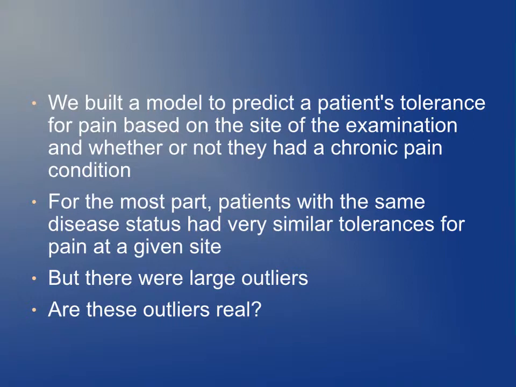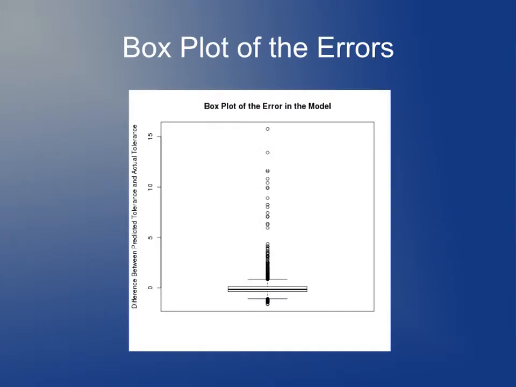So we built this model to predict the tolerance based on site and the pain condition, and most of the time patients with the same disease status had really similar tolerances at any given site, but there were some major outliers. So the question was, were these outliers real? Here's a box plot of the errors in our model, the difference between the expected tolerance and the actual tolerance, and you can see most of the errors were very close to zero, almost exactly what we predicted, but the distribution has ridiculously heavy tails with some really large errors for some patients.